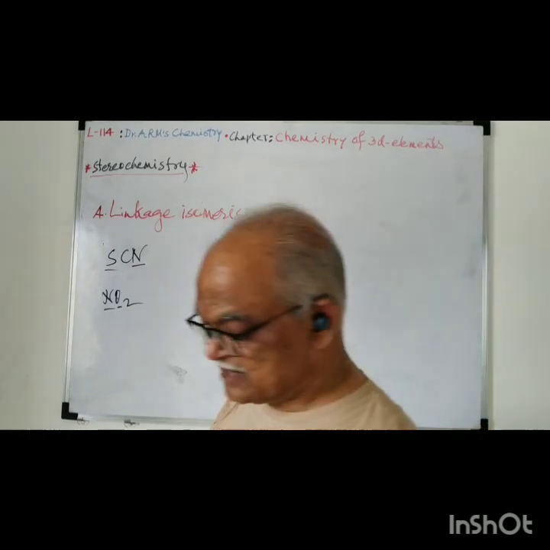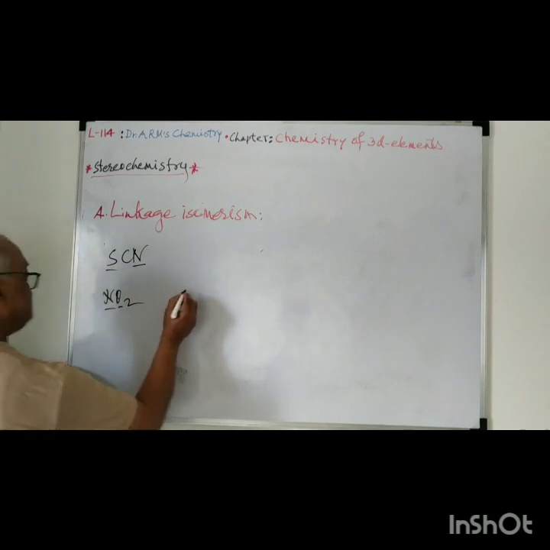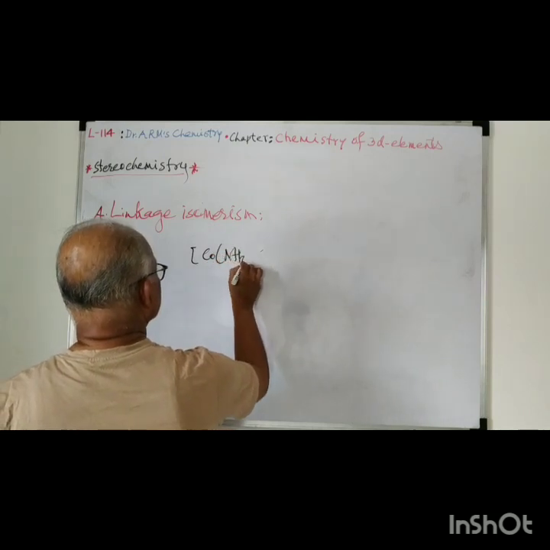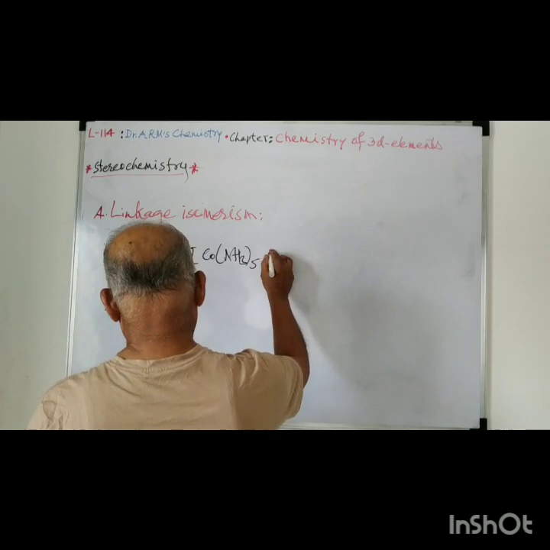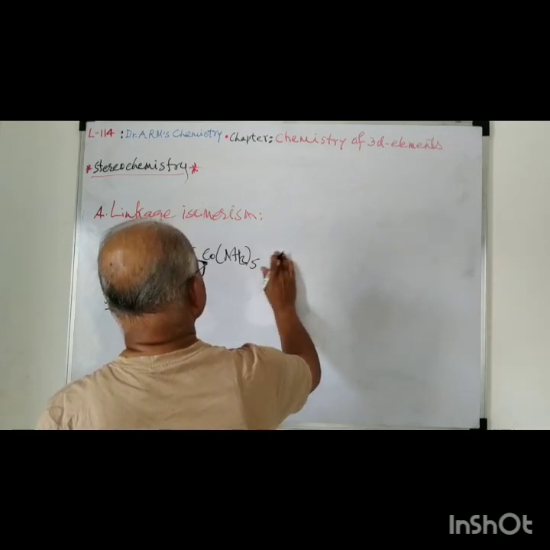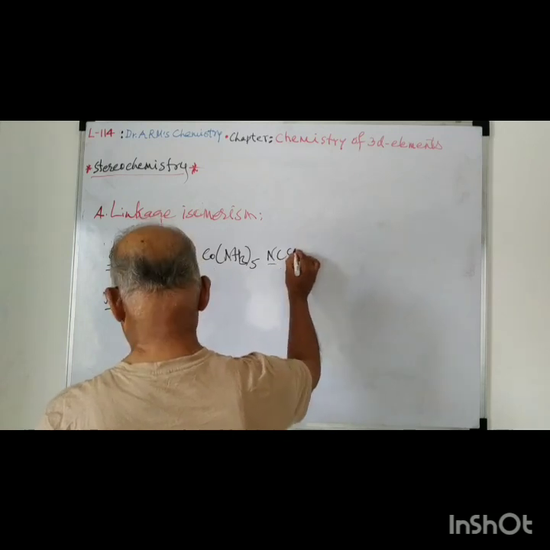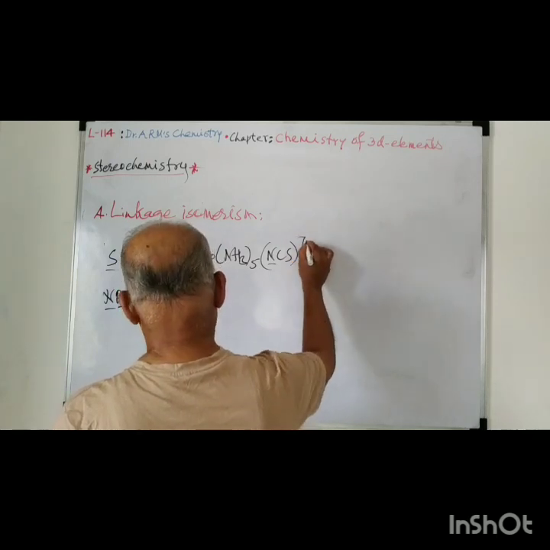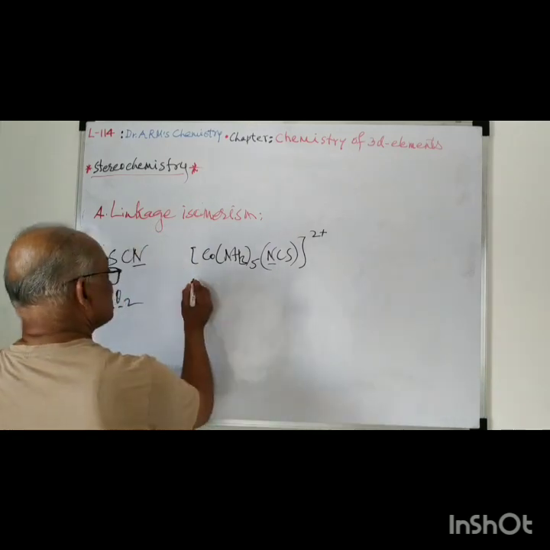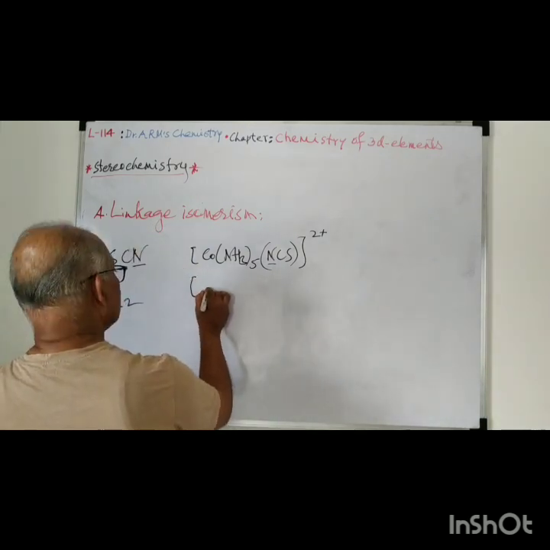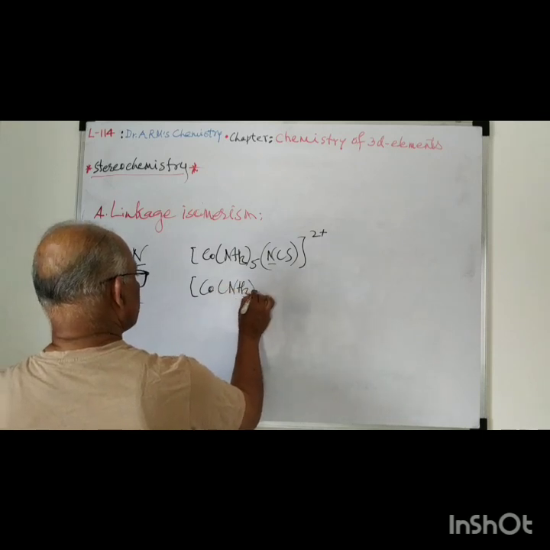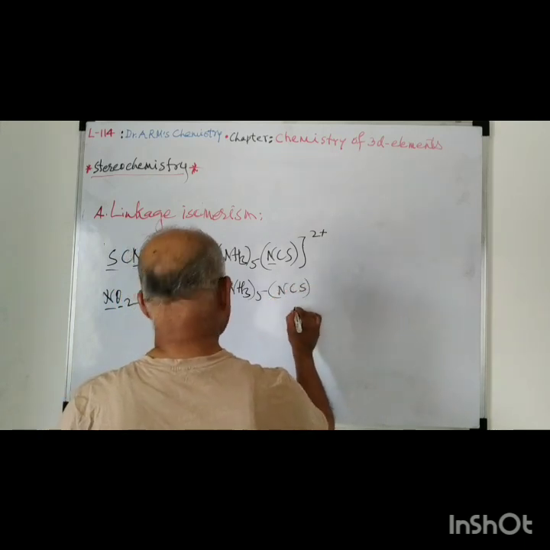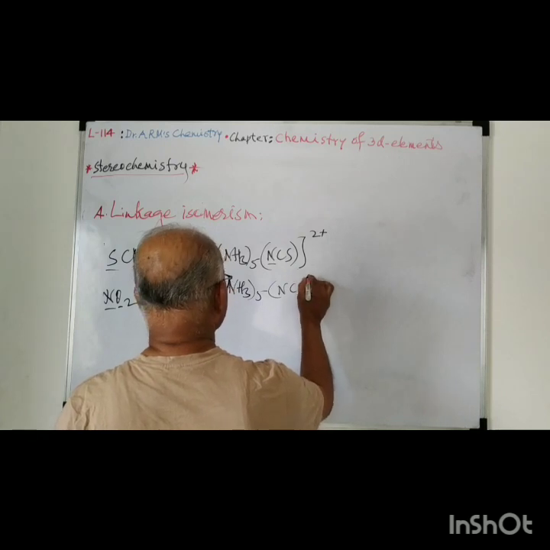Now, if we consider an example like this, [Co(NH3)5(NCS)]2+, here nitrogen is the point of attachment, and another isomer is [Co(NH3)5(SCN)]2+, with another point of attachment, that is sulfur.